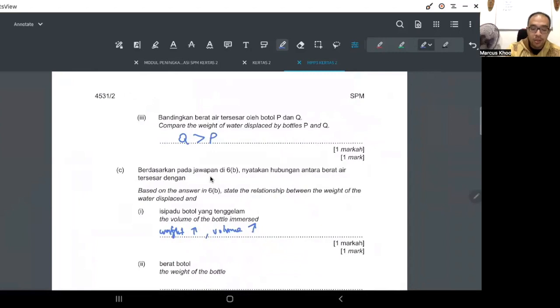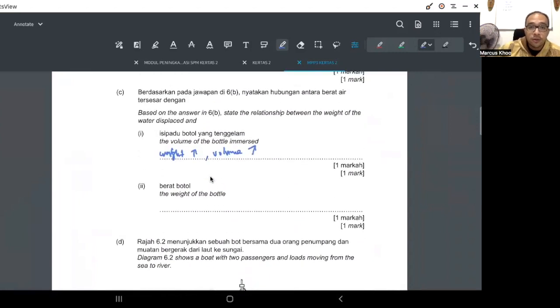The weight of the water displaced by bottles P and Q: since Q is more inside the water, obviously Q will have more weight. Now, the relationship between the weight and the volume: the bigger the weight, the bigger the volume. Now this second one, the relationship between the weight of the water displaced and the weight of the bottle. This is a very tricky question.